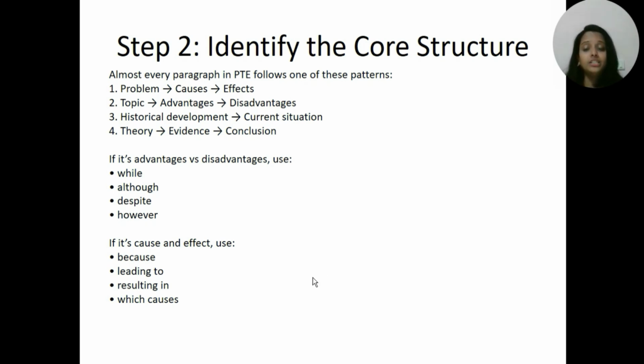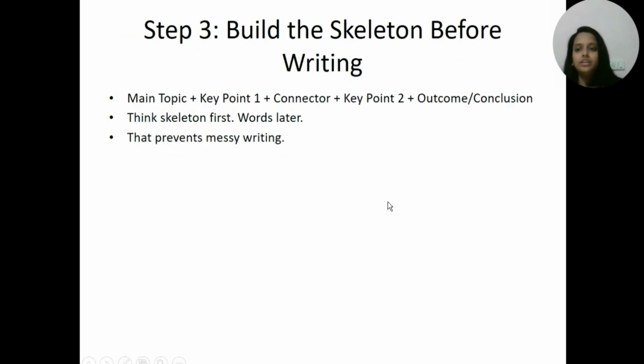Example, if it's advantages versus disadvantages, you have to use while, although, despite, however. If it's about cause and effect, then you can use words such as because, leading to, resulting in, which causes. Easy, right? This is strategy, not guessing. Okay? And step 3 here is to build the skeleton before writing.